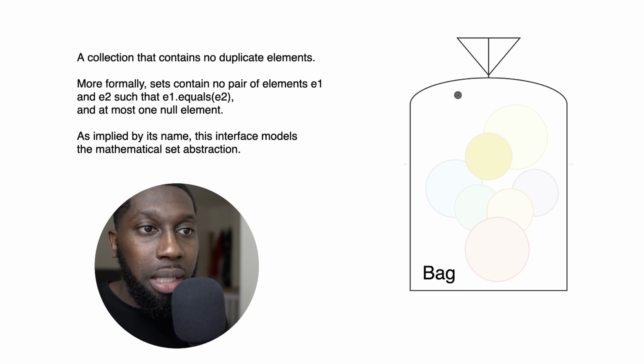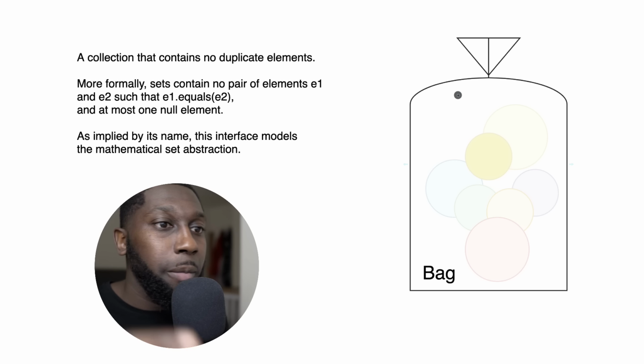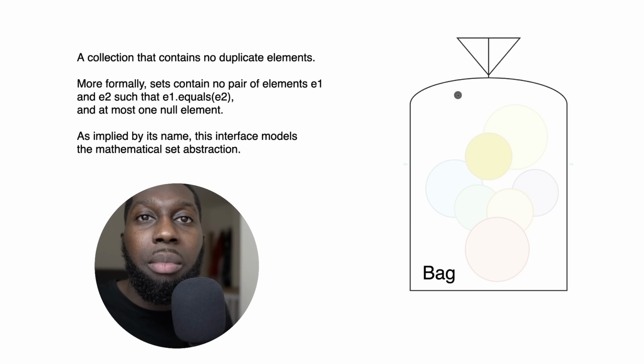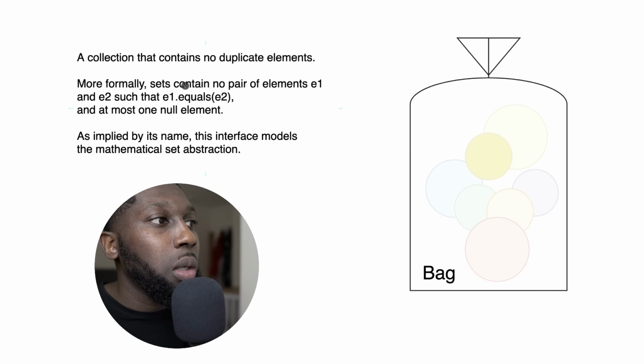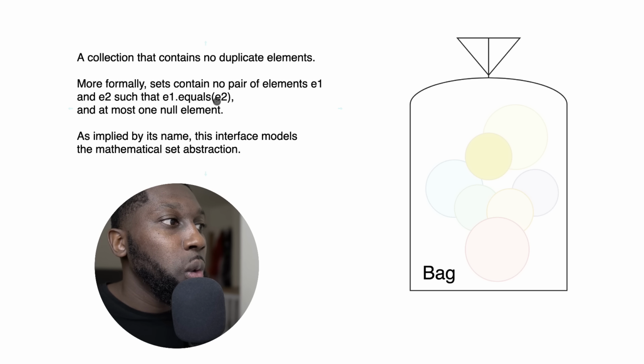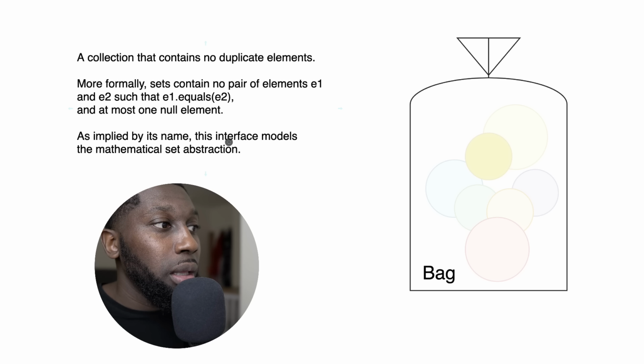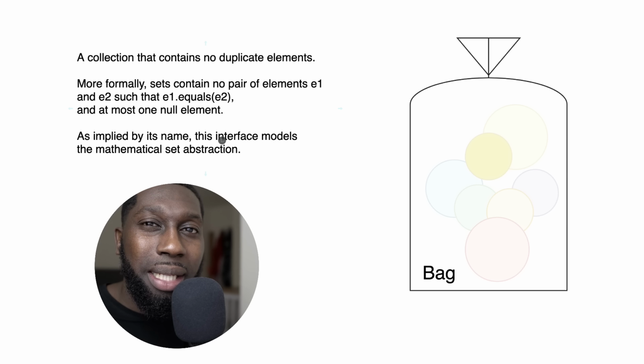In this example, let's say that you've got a bowl of different colors, and you just take one, and whatever comes is whatever you get. So basically, sets contain no pair of elements E1 such that E1 equals E2, and at most one null element. Now, as implied by its name, this interface models a mathematical set abstraction. Now, let me go ahead and show you in code. It's really useful when you don't want to have any duplicates inside.